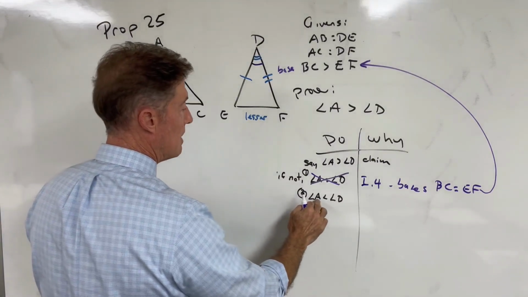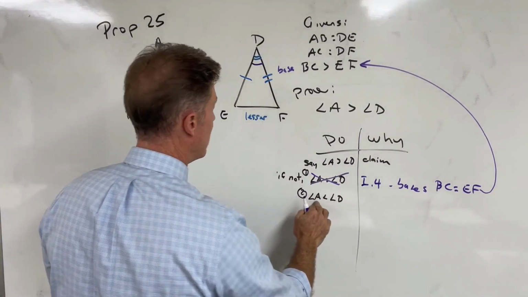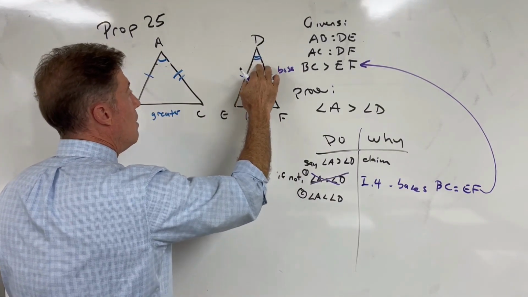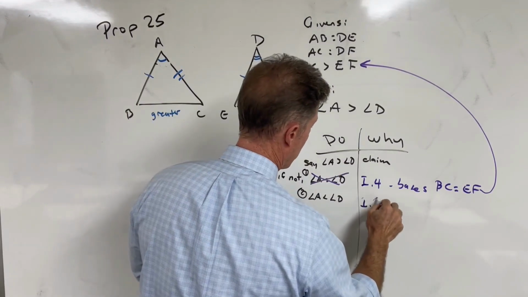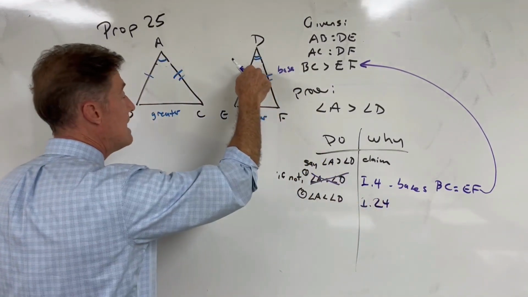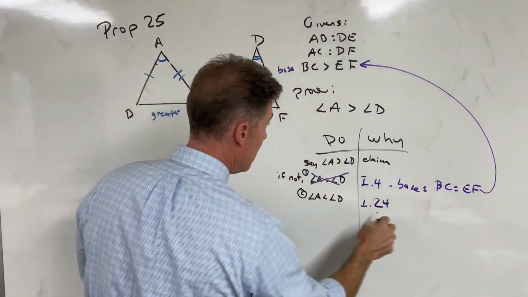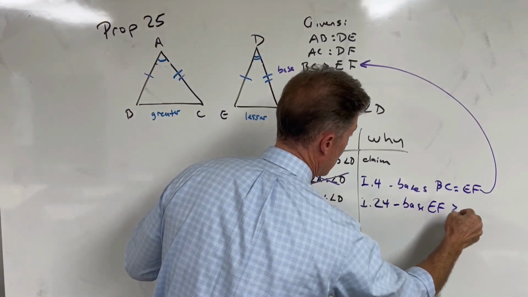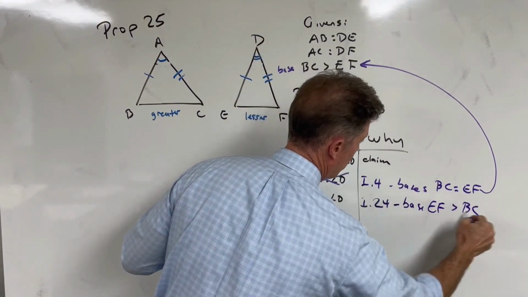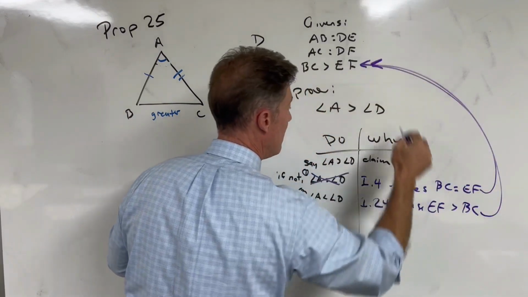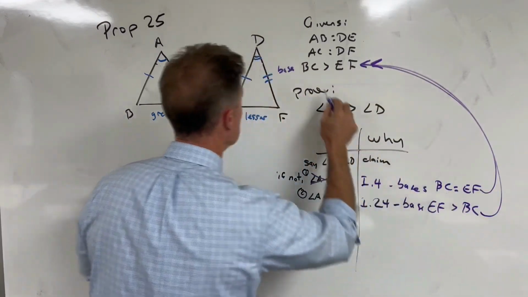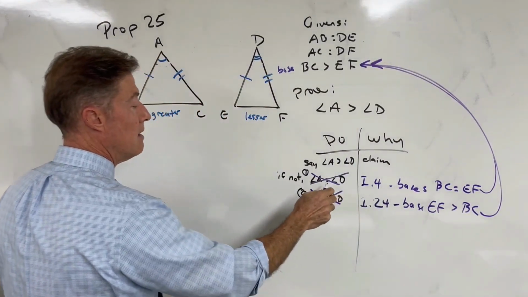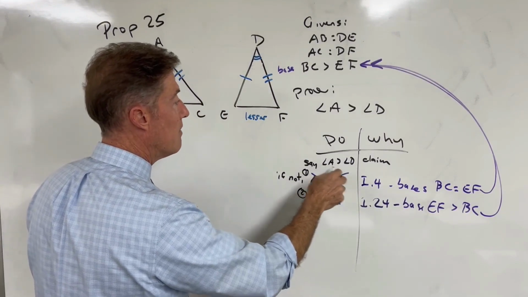Well, what about this possibility? Why can't the angle at A be less than the angle at D? Why can't D be greater? Well, because of the previous prop. Prop 24 says that if D contains a greater angle, then its base, EF, would be greater than the base BC. But again, this is contrary to our given. EF is not bigger than BC. It's given that BC is bigger than EF. Therefore, angle A cannot be less than angle D. And it can't be equal, therefore it must be greater.